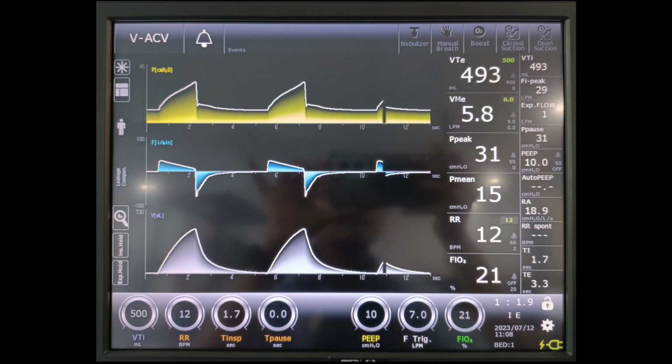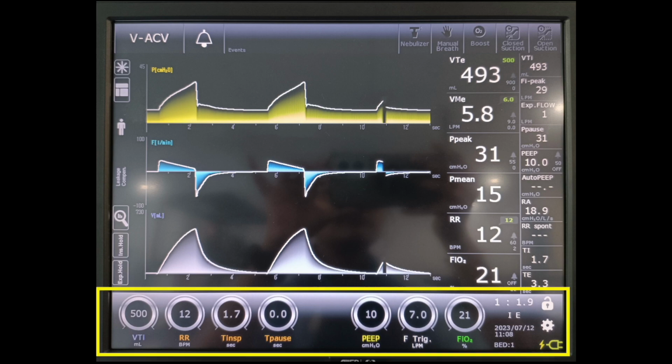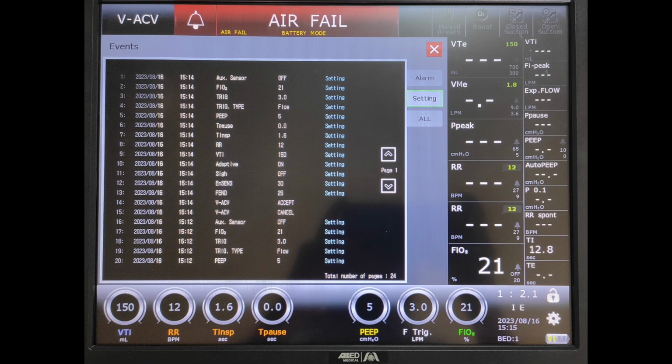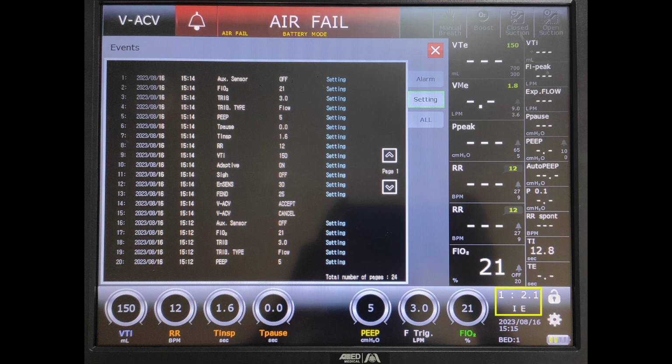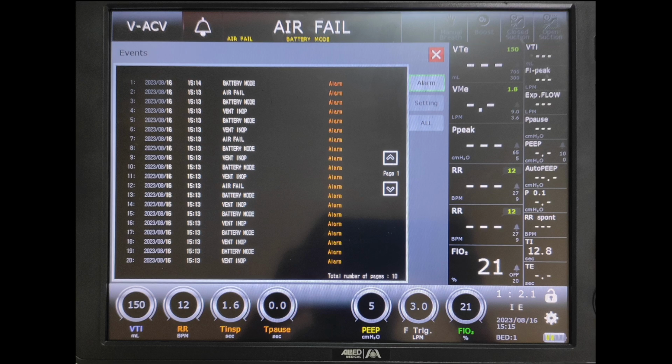Let us briefly understand the parameters present in the monitor display. The highlighted parameters present on the bottom part of the screen are called brief settable parameters, also known as shortcut parameters. The parameters on the right side are called the measured parameters. At the bottom right, you have the IE ratio displayed, and below it are the date and time and the bed number. The highlighted symbol on the bottom right shows the battery status. On the top right corner are a few shortcuts, namely open suction, closed suction, O2 boost, manual breath, and nebulizer.